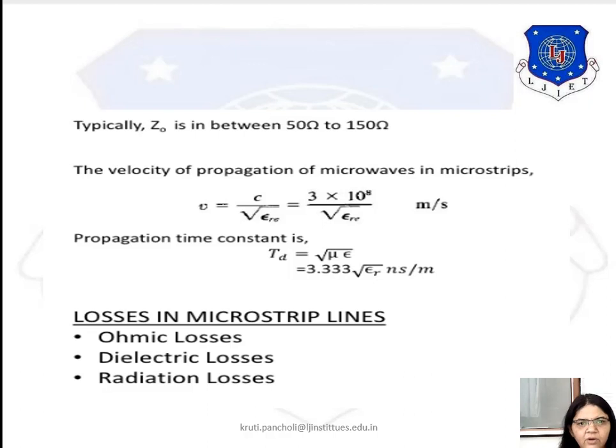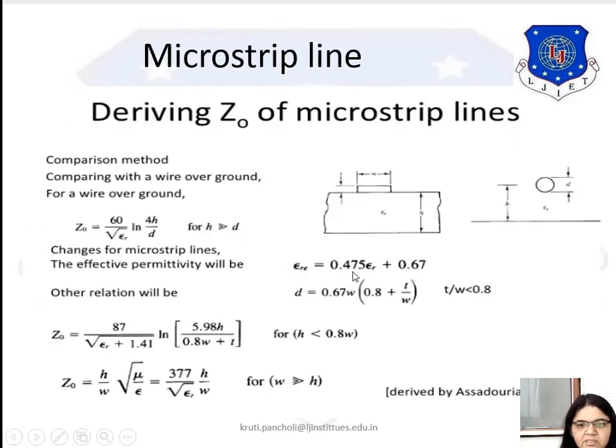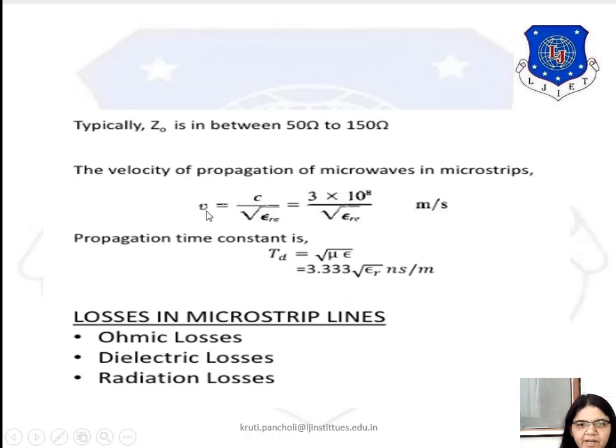Normally the typical value of the characteristic impedance Z0 is between 50 and 150 ohms. Velocity of propagation is v equals c upon square root of epsilon re. So to find the velocity of propagation, the effective permittivity is required. The effective permittivity you can find from this: 0.475 epsilon r plus 0.67. From that we can find the velocity of propagation.